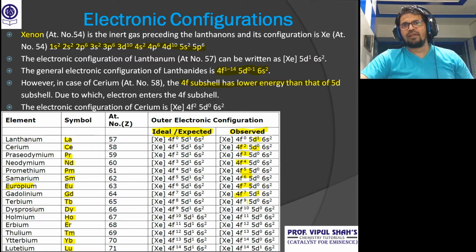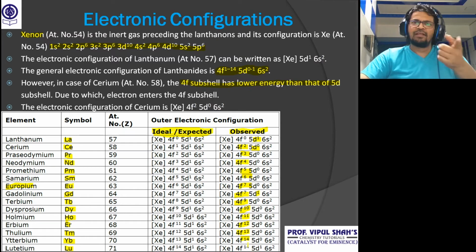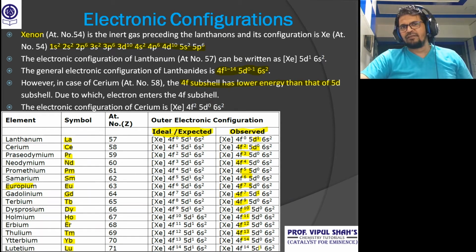It becomes 4f9. Then in the same way 10, then 11, then 12, then 13, then 14. And again for the last element, lutetium, 4f14 is completely filled, so one electron comes back to 5d.